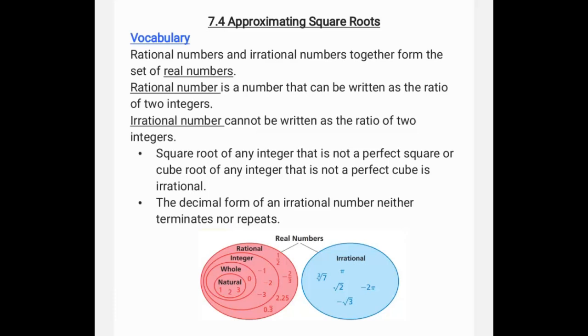This lesson is on approximating square roots, but before we begin, we're going to go over some vocabulary. Looking down here in the picture, there are the real numbers, and in the real numbers, there are two sets of categories. One is called the rational numbers, and the other is called the irrational numbers. Notice in the rational numbers, there are also different levels.